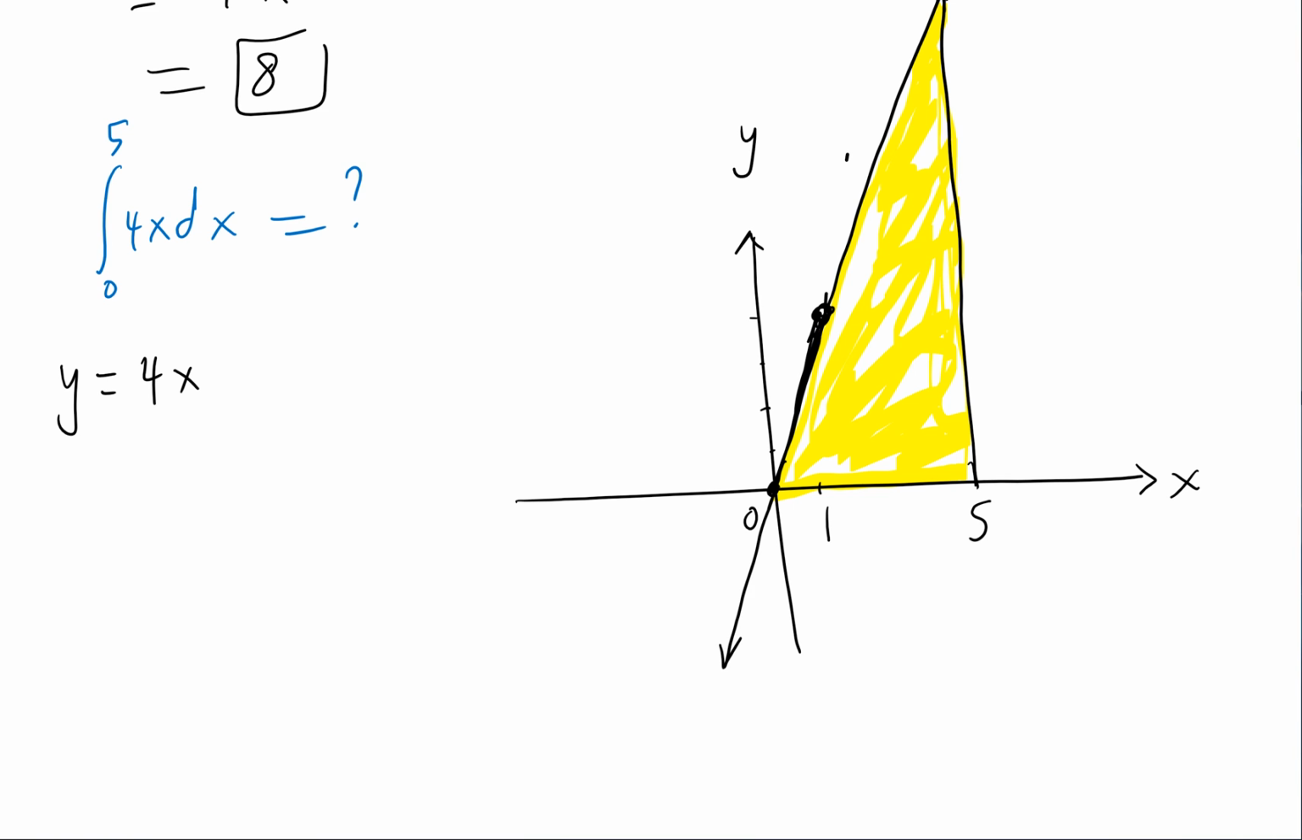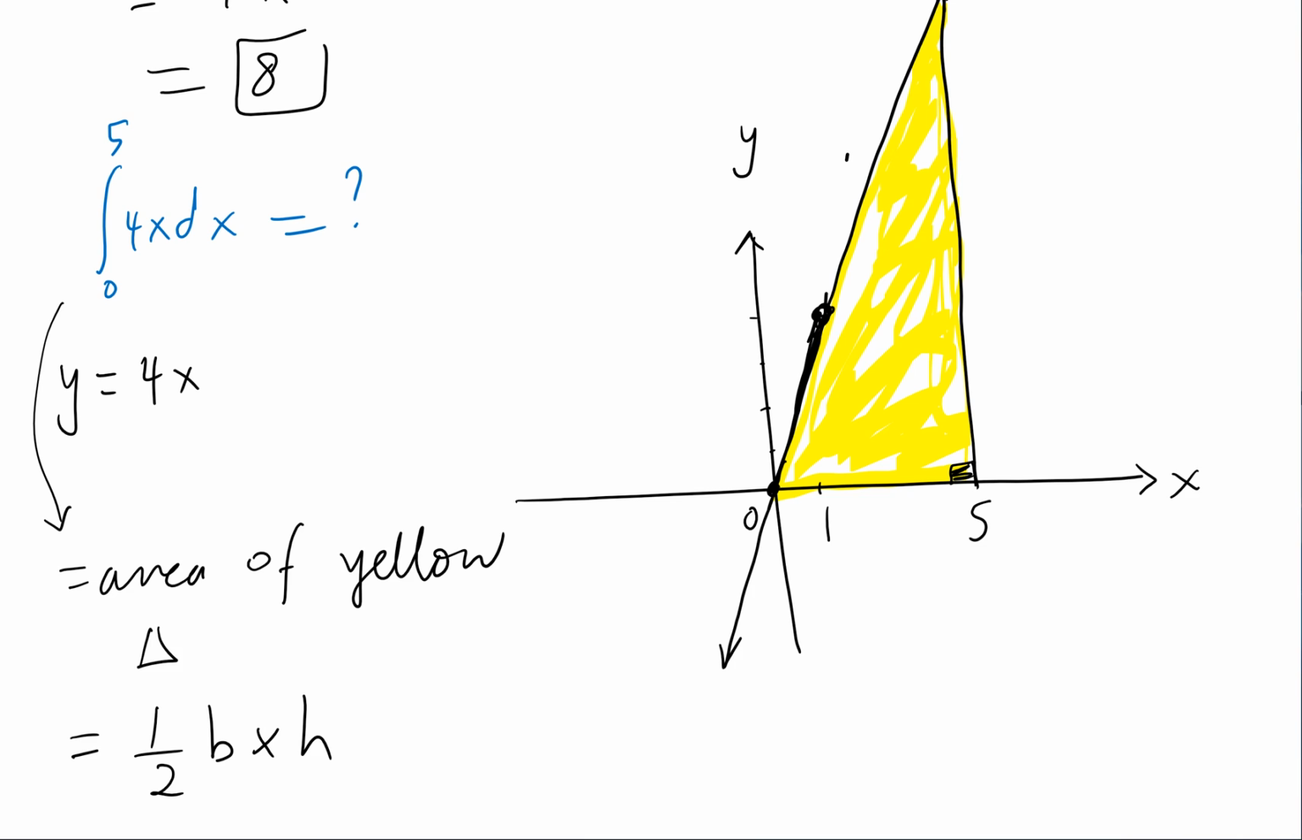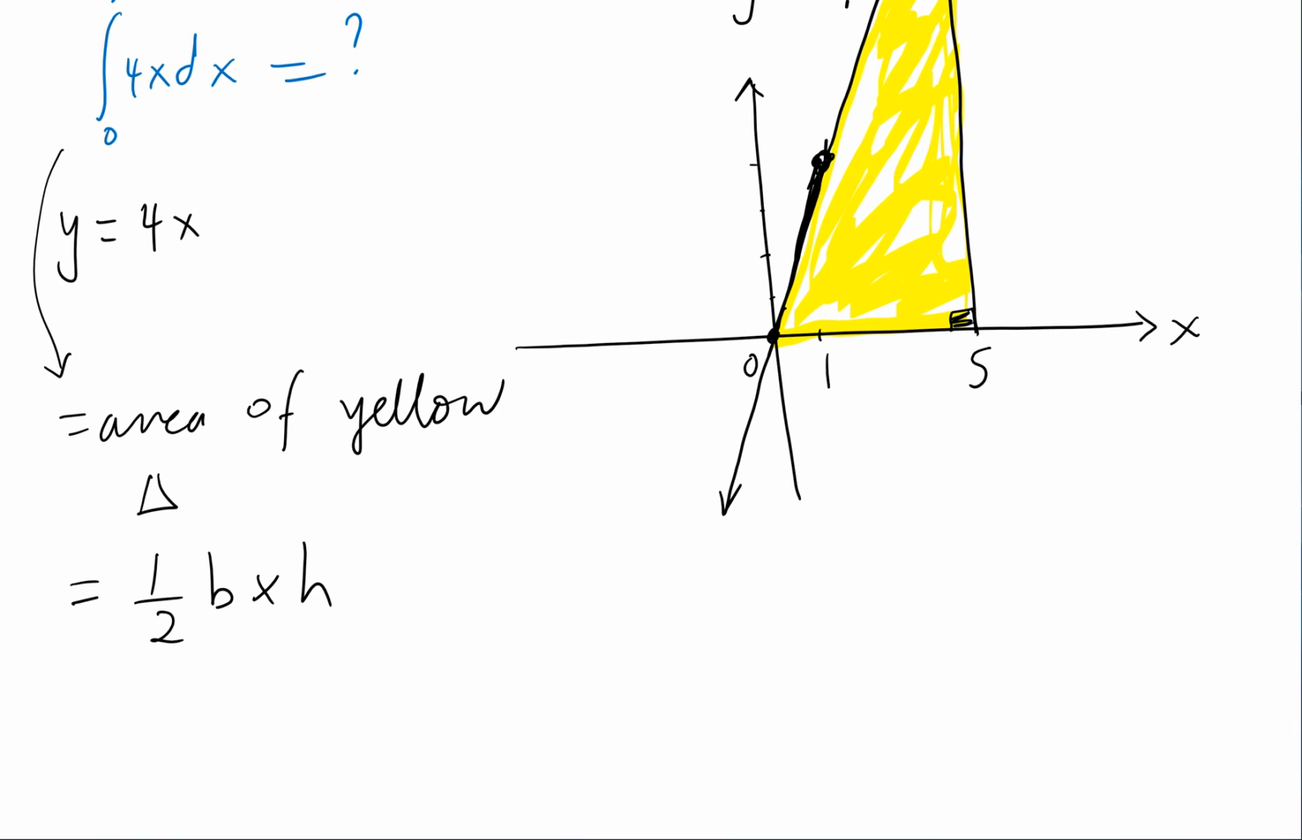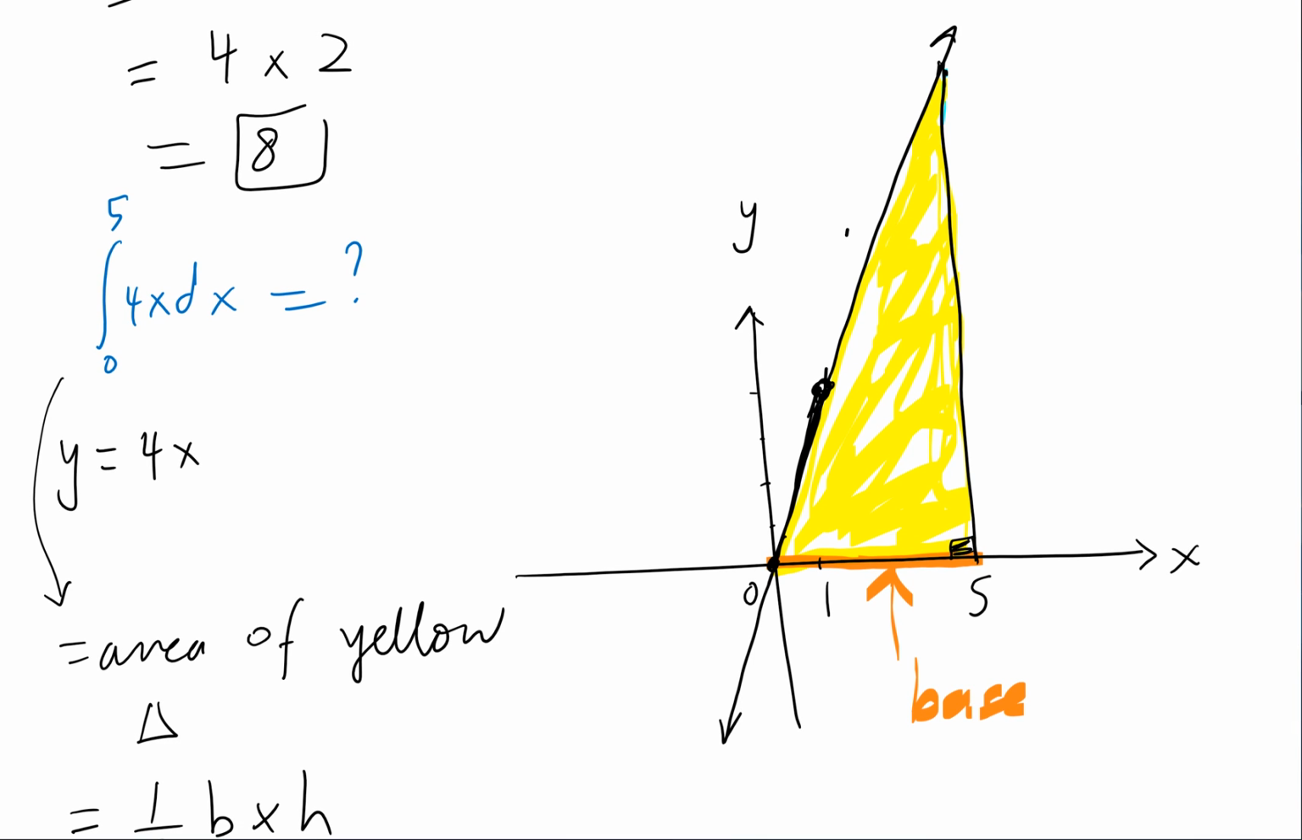So how do you find this? This represents the area of the yellow triangle to the right. And how do you find the area of the triangle? We do 1/2 base times height. Now where's the base? The base is from here to here. That's the base, which is 5 units. And the height, where's the height? The height is this part, the one I'm highlighting in blue, where the 5 is. That's the height.